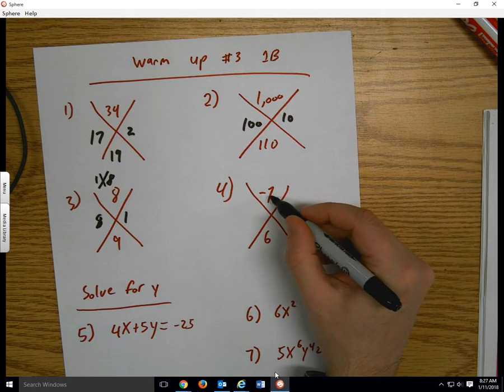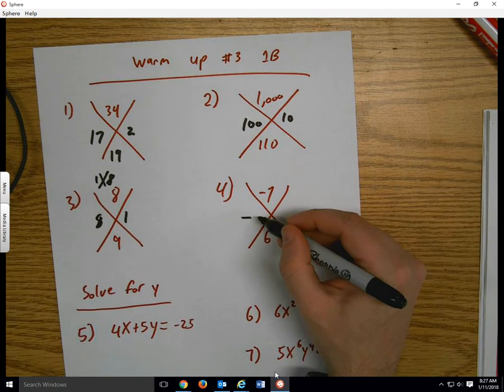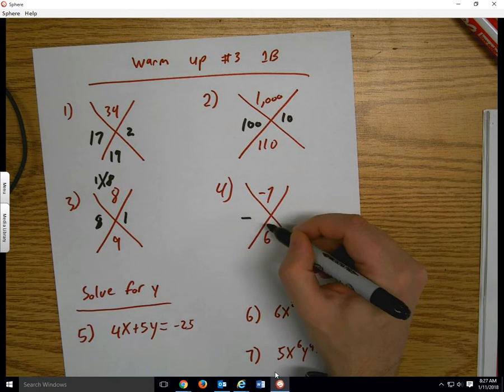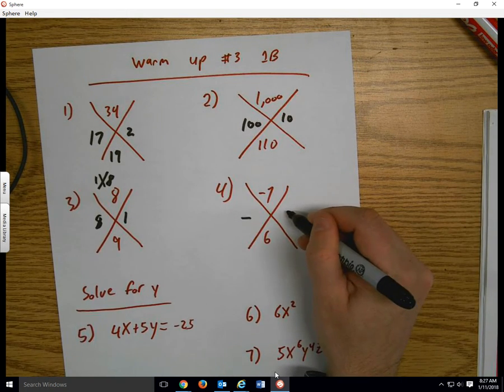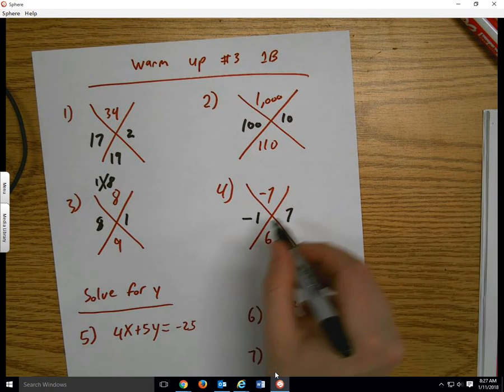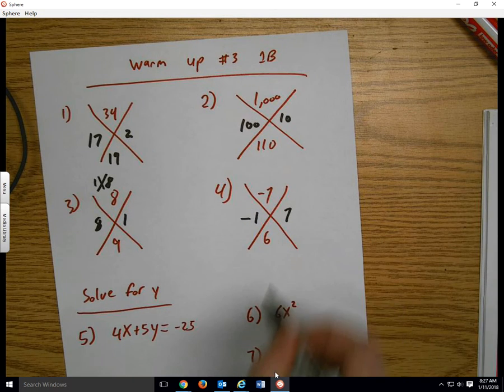The only way to multiply to a negative 7 without using fractions is a 7 times 1. But since it's a negative 7, one of them has to be a negative. So it would be a negative 1 times 7. 7 take away 1 is 6.